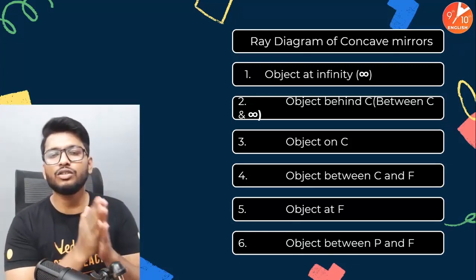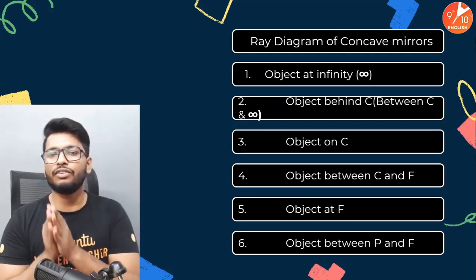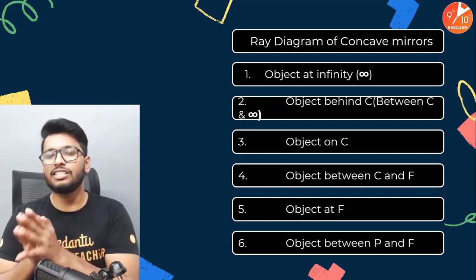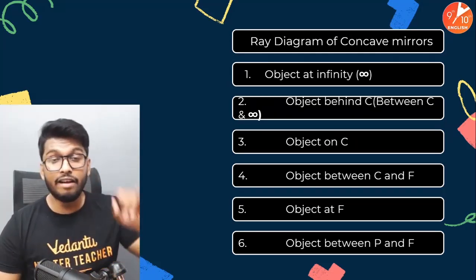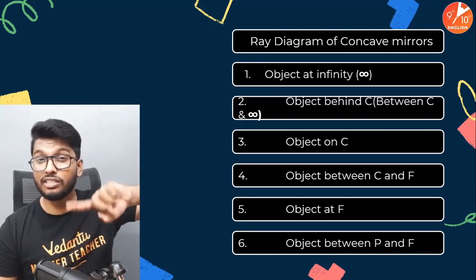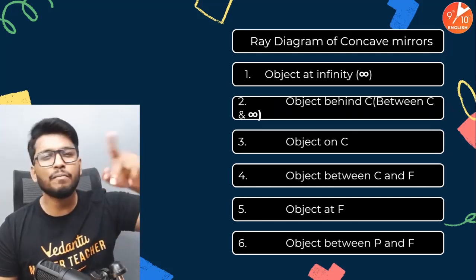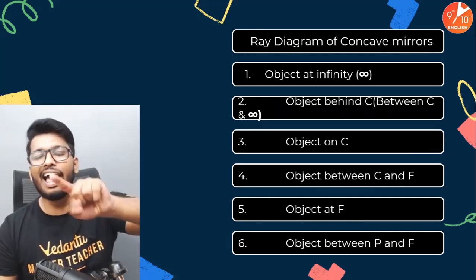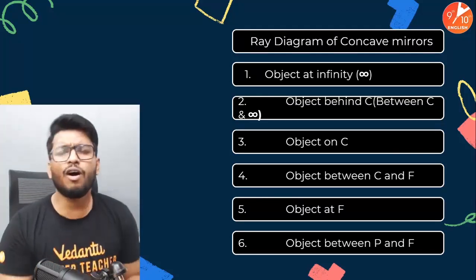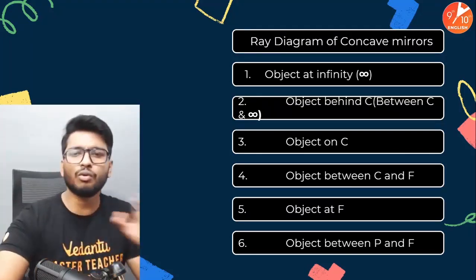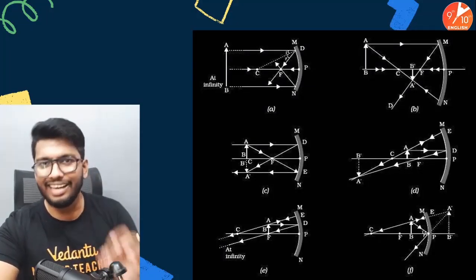Now, there are 6 object positions for which we are going to get 6 different image positions and 6 different image properties as well. These object positions are: when the object is at infinity, beyond C or between infinity and C, at C, between C and F, at F, and between F and P. These are the 6 conditions for which we're going to be doing the ray diagrams. I'm just going to quickly show you what the ray diagrams look like.